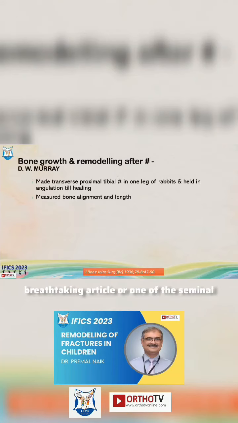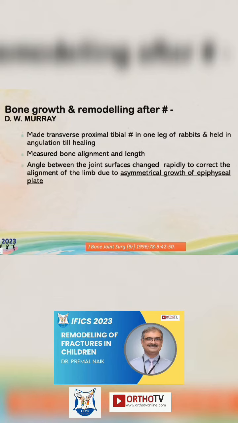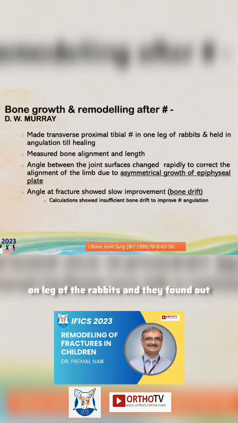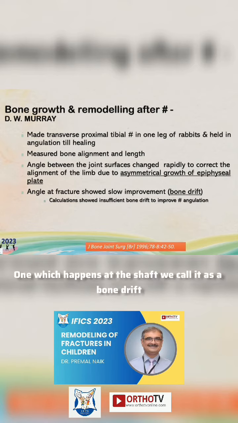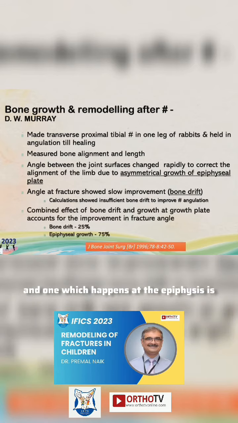A seminal article on remodeling was by these two gentlemen who did an experimental study on the leg of rabbits, and they found that remodeling happens at two places. One which happens at the shaft, we call it bone drift, and one which happens at the epiphysis, known as epiphyseal angulation or asymmetric growth of the epiphysis.